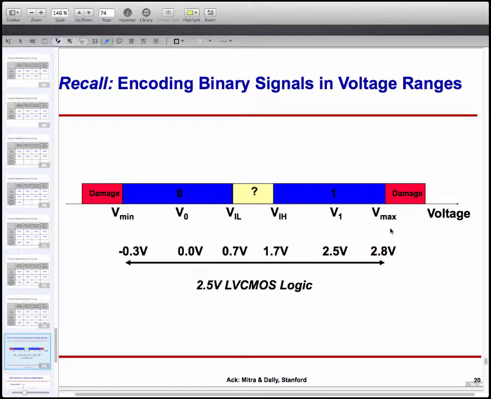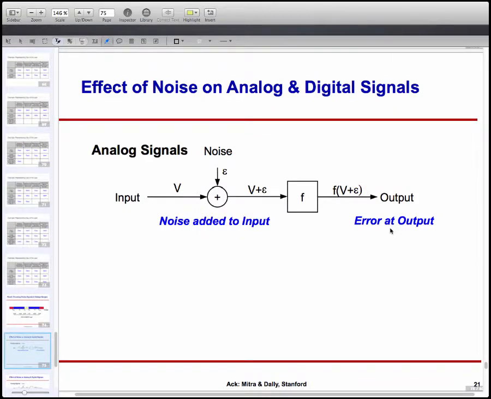Going back to something that we started out with, when we were representing values in terms of voltages, and we had this middle region which I had put a question mark on, and the question was, what is that doing? What purpose does it serve? Well, the main thing really out here is to deal with noise.